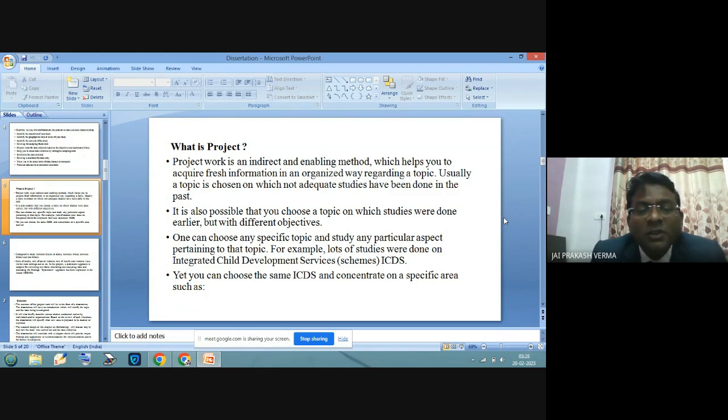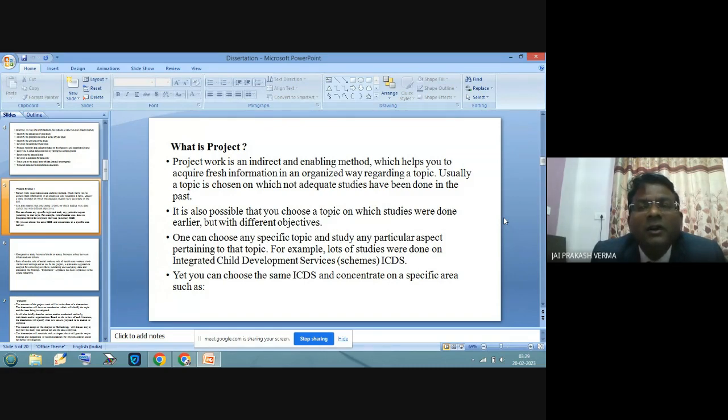It is also possible that you choose a topic on which studies were done earlier, but with different objectives. Suppose a lot of study has already been done on your topic, but you can take the topic with different objectives, with a different perspective, with different dimensions. If the work is there but you make different objectives, then your dissertation will be good. One can choose any specific topic and study any particular aspect pertaining to that topic.